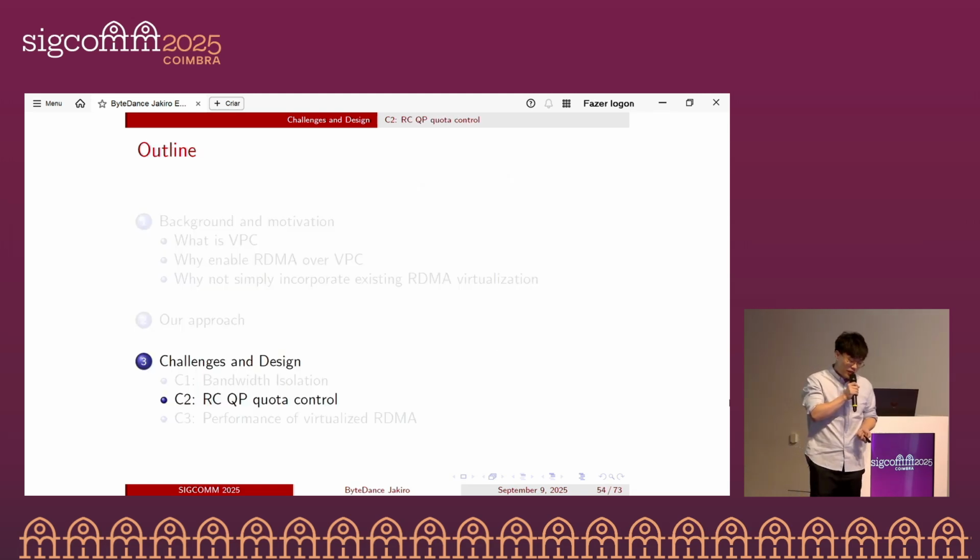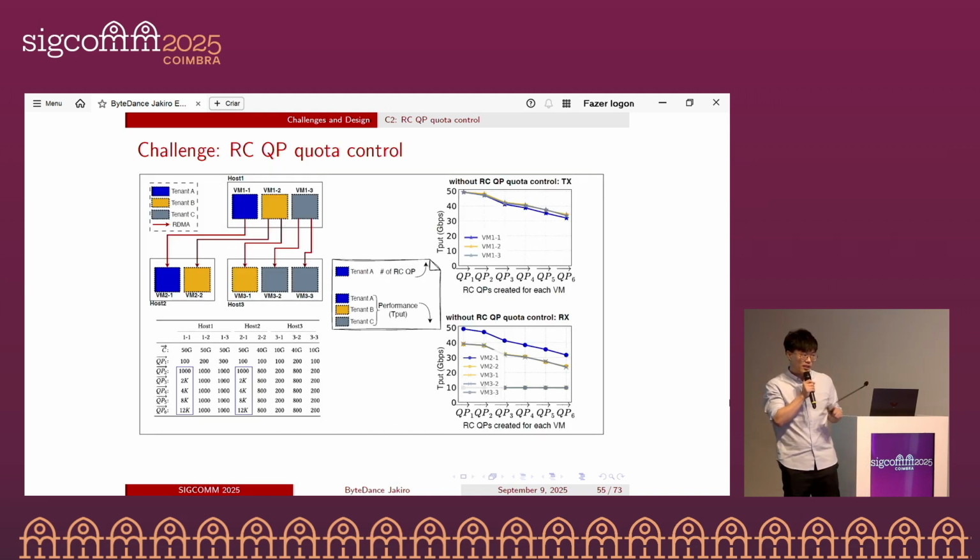Okay, so another challenge is we need to ensure RCQP quota control. So this is an illustrating experiment to show why we need to do that. In this experiment, tenant A, the blue guy, acts as the attacker, and he keeps increasing his number of active RCQPs from 1K to 12K. And you can see when he does that, the throughput of all the tenants, including himself, drops.